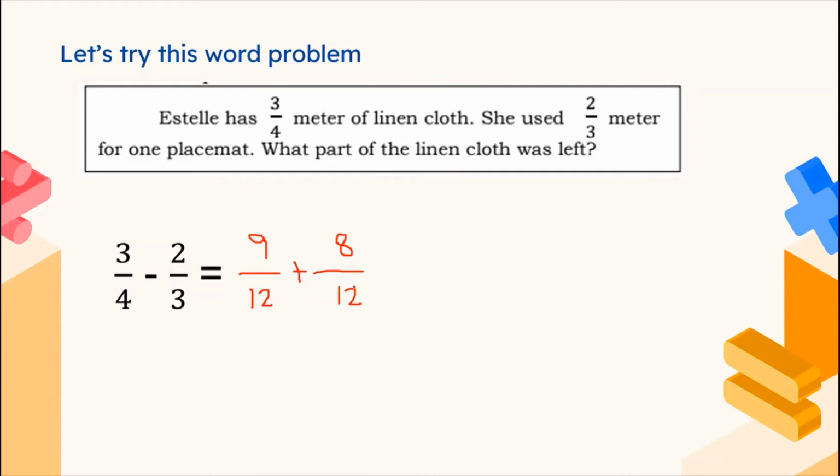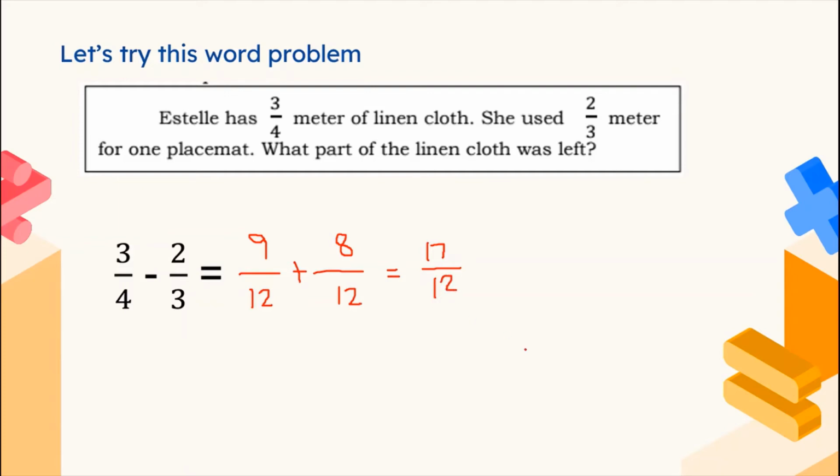Now since the two fractions are now like fractions, we can now subtract them. So 9 minus 8, the answer here is 1. And just copy the denominator 12. This will be our final answer.